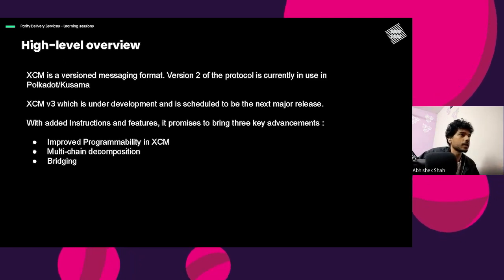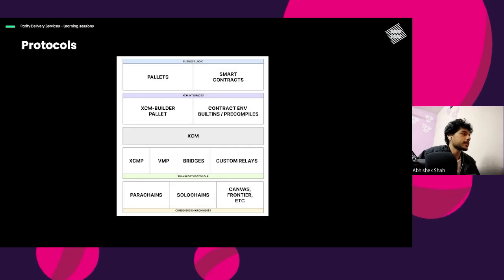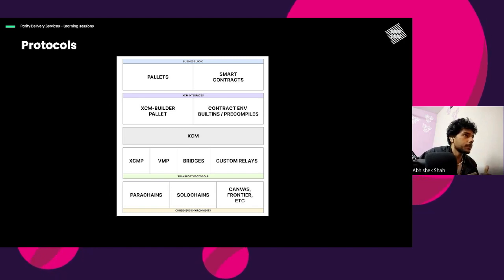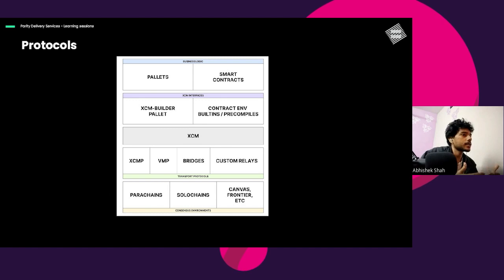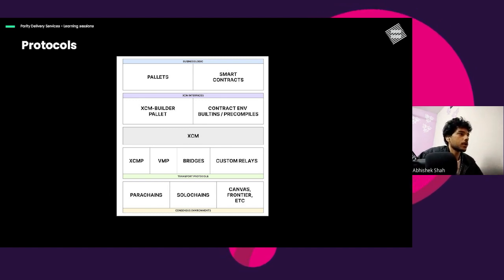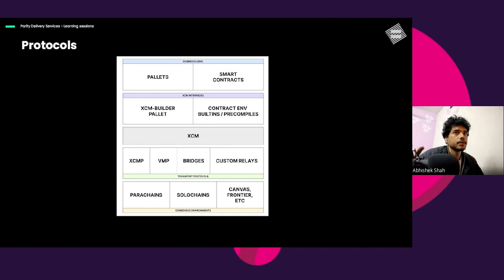Now we'll go on to the next slide and have a look at the diagram. This is basically the architecture of how everything fits into place. So we have XCM v3, XCMP, and the various transport protocols that will be running on parachains, smart contracts, and solo chains now as well. So over to you, Dom, for the details of the features.